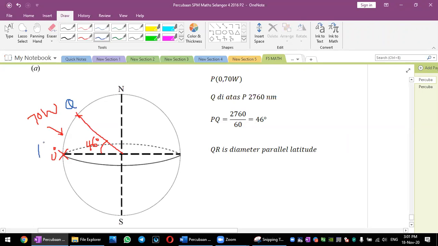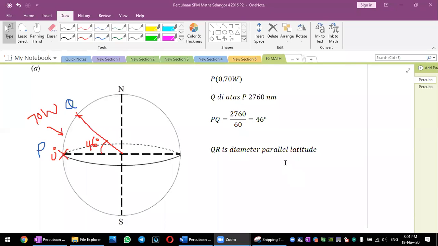Okay, this is P. Boleh? 46 degree above P is Q. So actually Q is what? Q is 46 degree north and 70 degree west. 46 kan? 46.